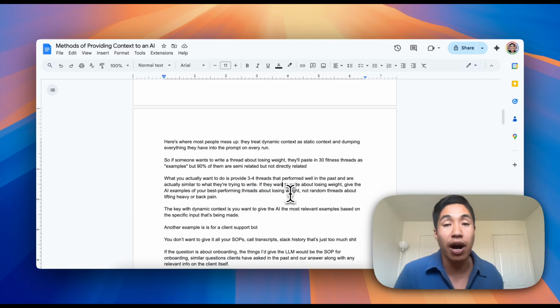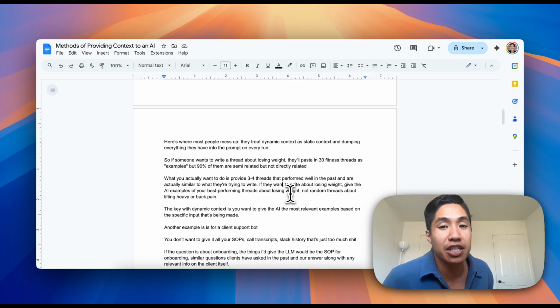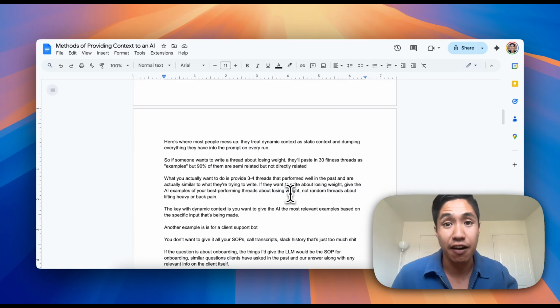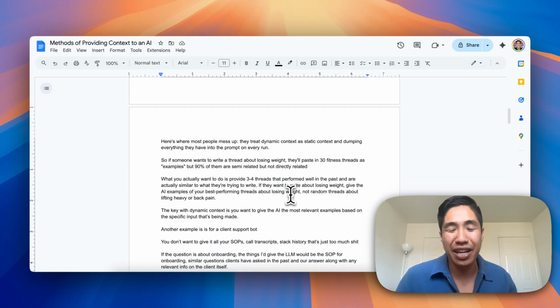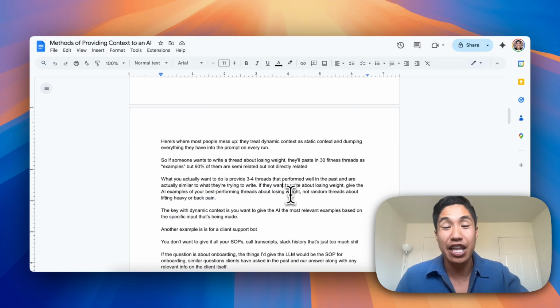Because the example I like to always give is, imagine when you're providing context, you're providing content for an intern. What would this intern need to have to actually perform this task efficiently and correctly? Like, yeah, your other threads about lifting heavy or back pain may help, sure, but is that the highest needle moving thing that you can give to that specific intern, let's say?